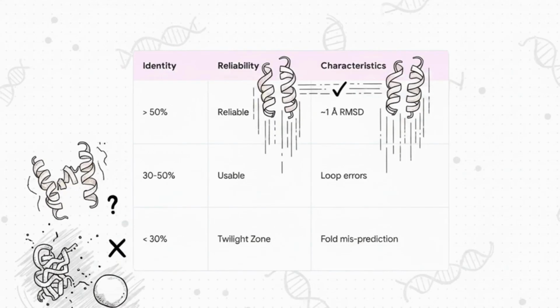If we hit a template with over 50% sequence identity, we're golden. That's the highly reliable zone, where you can expect a very accurate model, maybe just 1 angstrom of root mean square deviation. Now, if you drop to that 30 to 50% range, it's still usable, but errors are going to start creeping into those flexible regions. But if we drop below 30%, oh boy, we enter what's literally called the unpredictable twilight zone. That is where serious errors and total fold mispredictions become a very real danger.